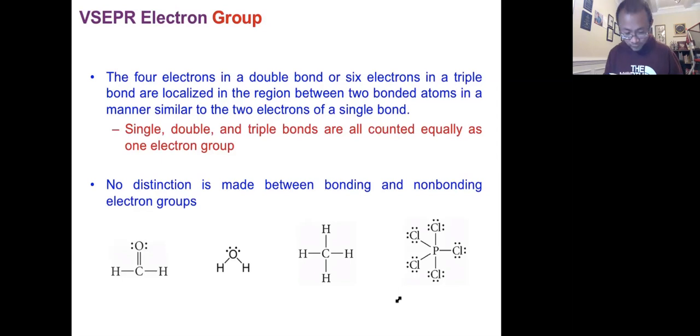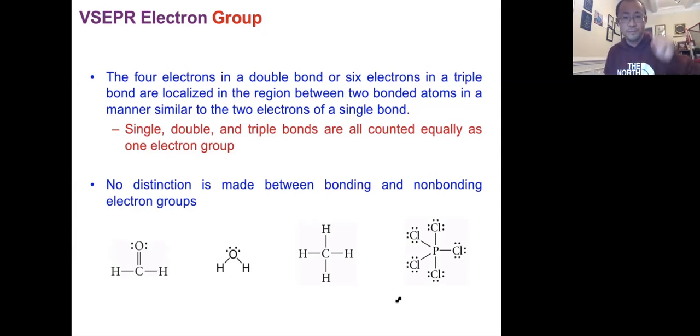Number 1, no matter whether you're looking at a double bond, a triple bond, or a single bond, as long as we're looking at a covalent bond, they all count as one electron group. A single bond is one group. A double bond is one group. A triple bond is one group. A bond is a group, no matter double bond, single bond, or triple bond.